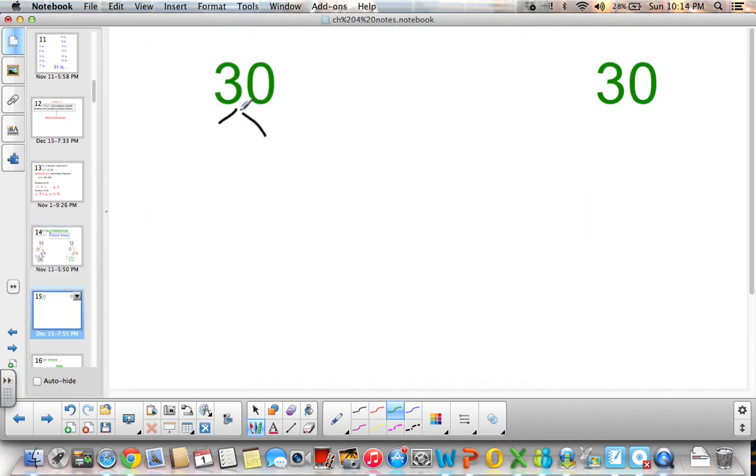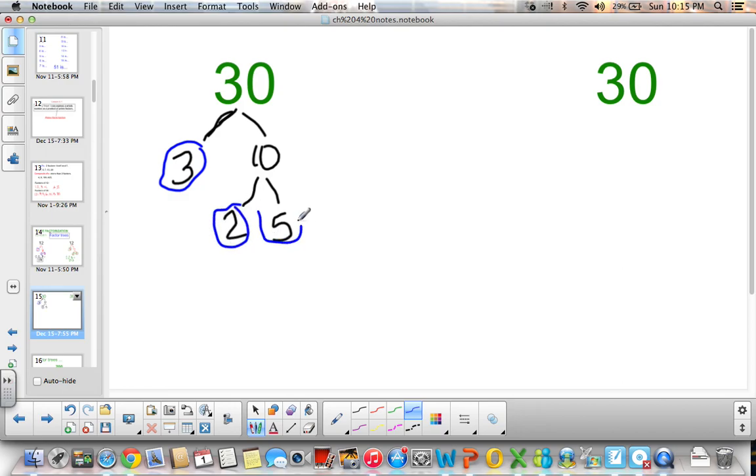Okay, let's do 30. So if we have 30, one way that we can factor out 30 is we could start with 3 and 10. I know that 3 is prime, so I'm going to circle it, and then I'm done with 3, because 3 cannot be factored out anymore. 10 can be factored out some more, so I know that 2 times 5 equals 10. 2 and 5 are both prime numbers.